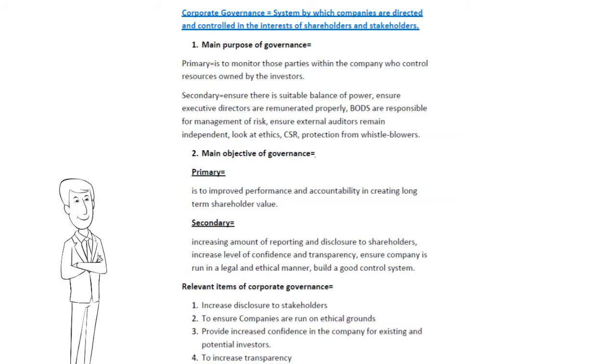On the other hand, the objective of governance, what it wants to fulfill, is to make sure that everybody trusts the company. Everybody, there is value to the company and accountability is added. Secondary objective is making sure that more reporting, more disclosures, more transparency is achieved. Now, this is the purpose and the objective of corporate governance.